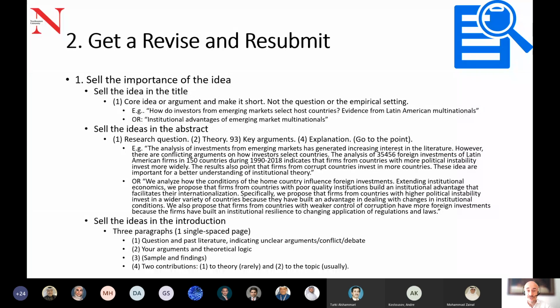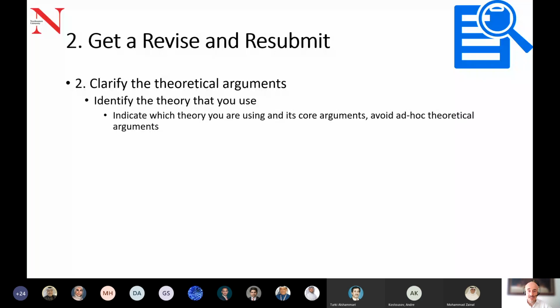And then finally, contributions to theory and to the topic. In general, when a paper has lots of contributions, it's not really clear what you're trying to do. Very few ideas and very deep ideas, those are the ones that work. How do you clarify theoretical arguments? Always identify the theory, and that's why we have citations of previous work.